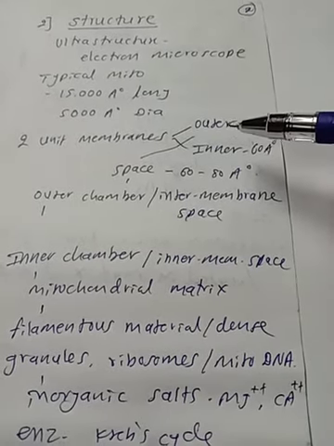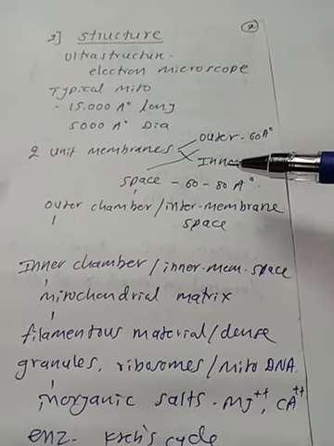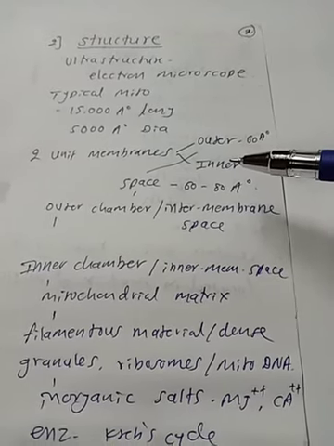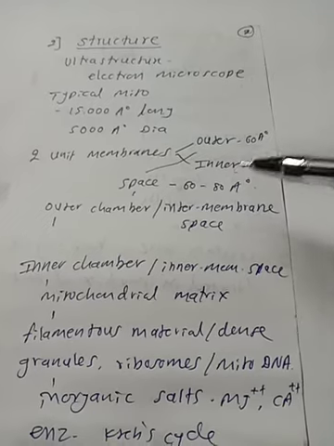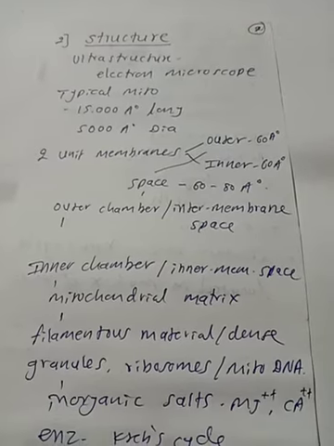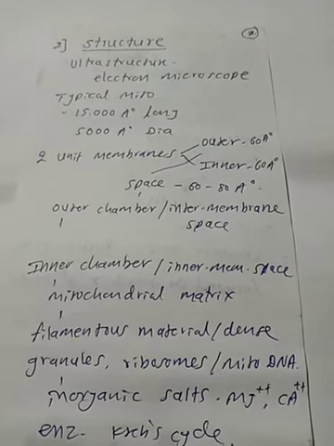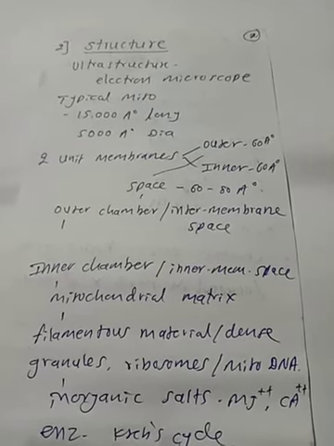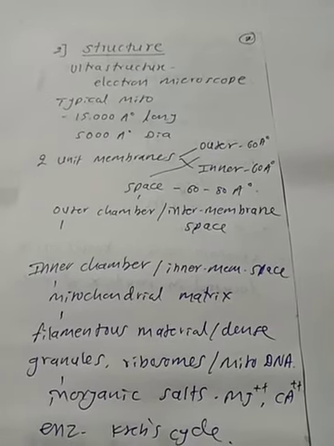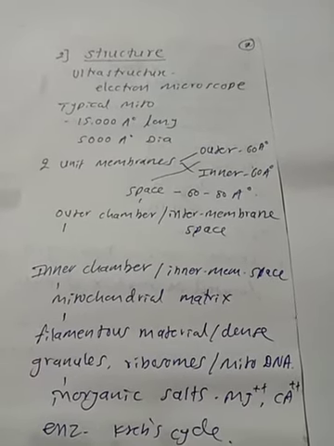These two membranes, that is outer and inner membranes, are separated by a space of about 60 to 80 angstrom units. The space between the outer and inner mitochondrial membrane is called the outer chamber or intermembrane space. This space is filled with a watery fluid of low viscosity and density, and it is rich in coenzymes.